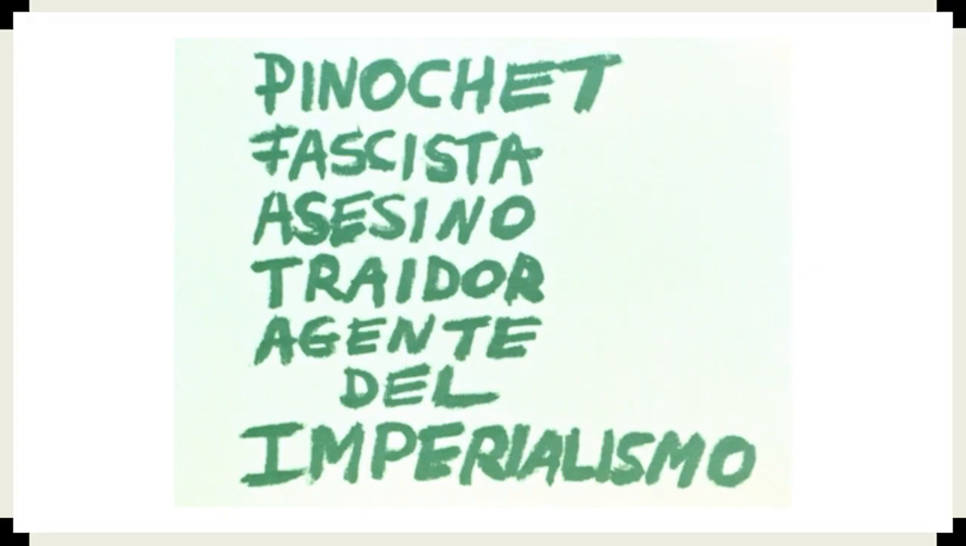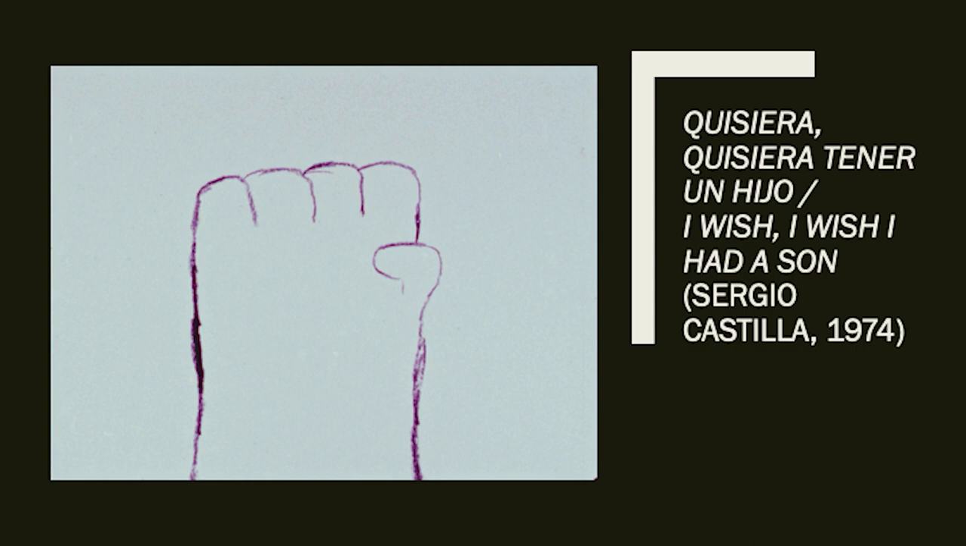Okay, I'm going to introduce very quickly the other films. The next three films are part of this collaboration between the Swedish Film Institute and the National Archive in Chile. The first two were directed by Sergio Castilla, and the first one is about 5 minutes long, and it has this great title, which translates as Pinochet, fascist assassin, murderer, traitor, agent of imperialism. And the other one is titled Quisiera, quisiera tener un hijo, I wish I had a son.